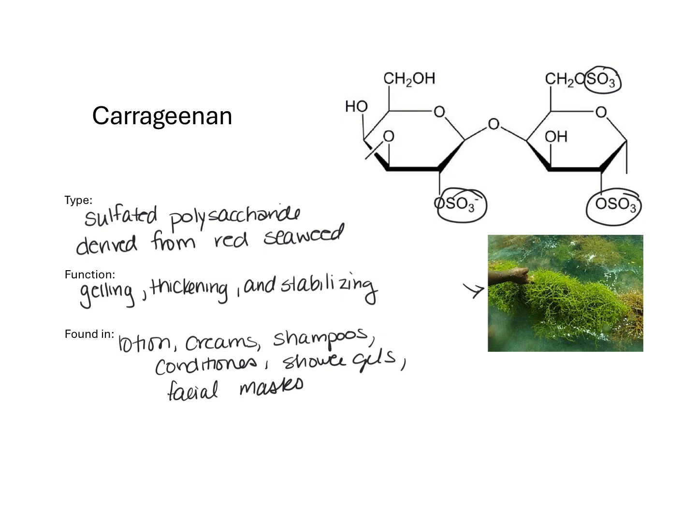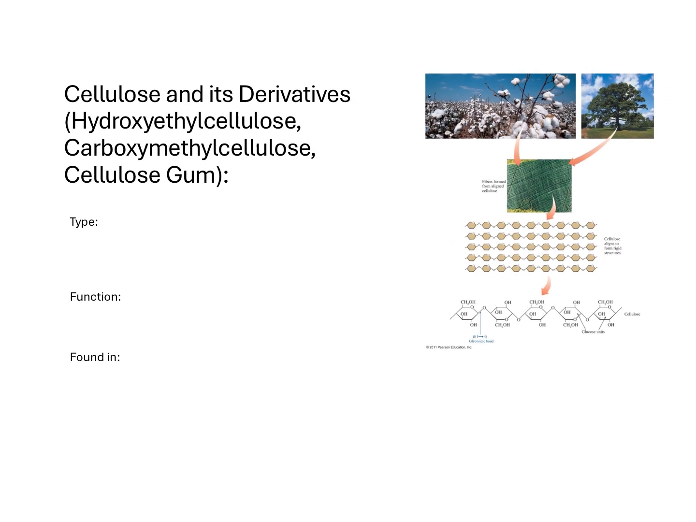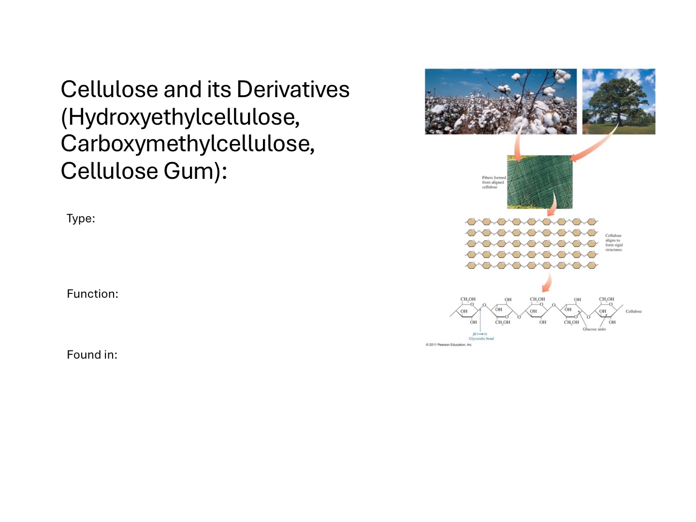Right? So found in quite a few places. Our next polysaccharide we see is cellulose and its derivatives, right? So hydroxyethyl cellulose, carboxymethyl cellulose. These are just groups that are attached to the cellulose gum. Cellulose itself is a really important structural polysaccharide. It's the most abundant on Earth.